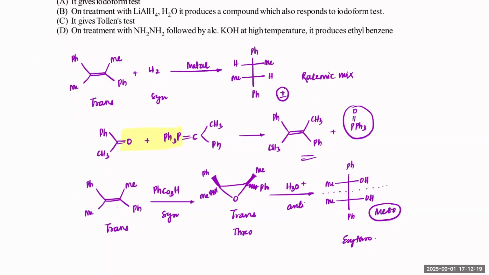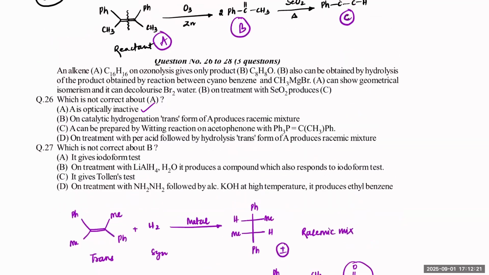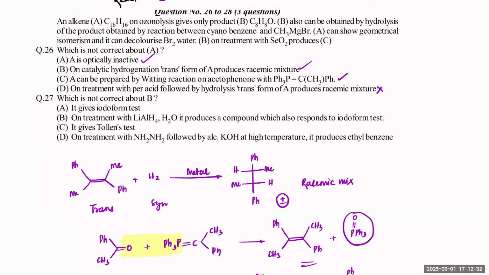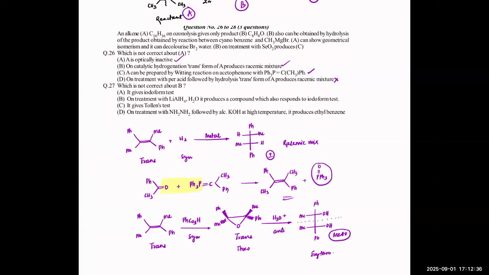So please check the last option here. What is being said? On treatment with this one, it will give racemic mixture. Is it giving racemic mixture? No. So these three statements are correct, but statement D is wrong. Okay. Girls, please correlate with the question. Check if you have understood every option of 26.